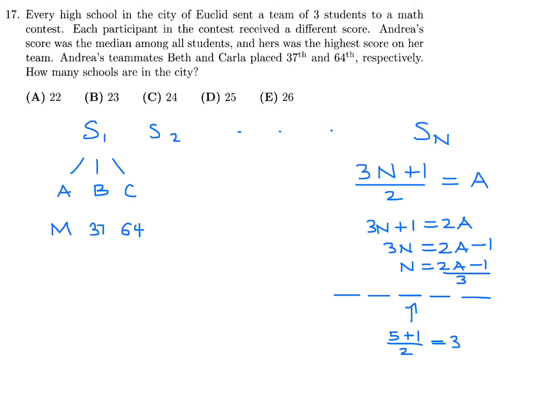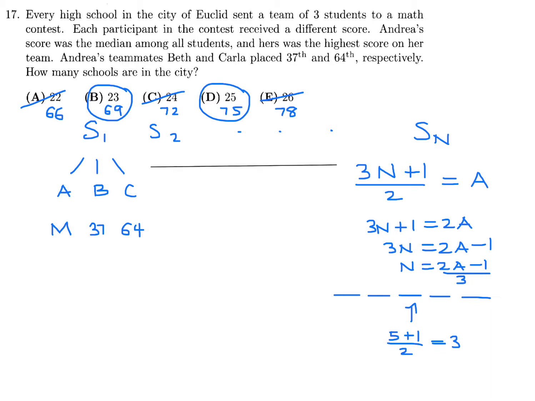So looking at these answer choices, the only ones that are going to give you an odd number of students, because you have to multiply the number of schools by 3, this would give you 66 students, this would be 69, this would be 72, 75, and this would be 78. The only ones that are odd in here are this one and this one. So all these other ones I can eliminate. Now I'm boiling down to 2 answers, and those are the ones that need to be explored.